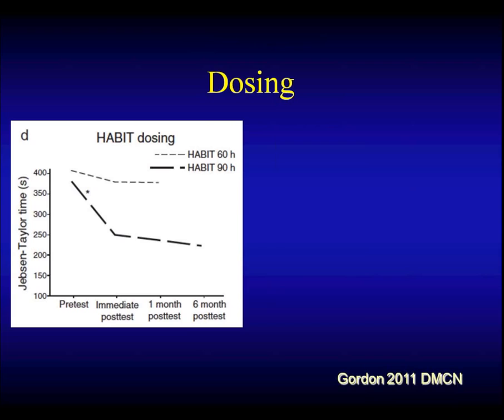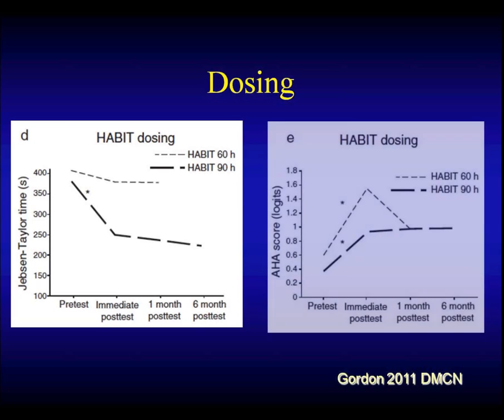Here you're seeing some differences as well. This is the Jebsen-Taylor. This is a study that we did for 60 hours of training, and there was not a significant improvement in the Jebsen-Taylor, but there was after 90 hours. So there might be some dosing effect occurring between 60 and 90 hours in terms of having an effect purely on the more affected upper extremity, and that's because they're dividing their time in terms of how they're using their hands between the two.